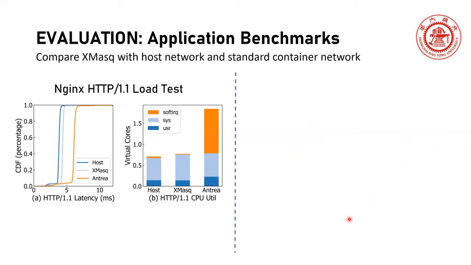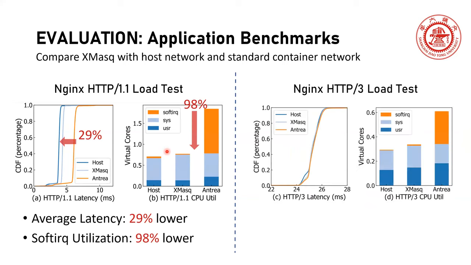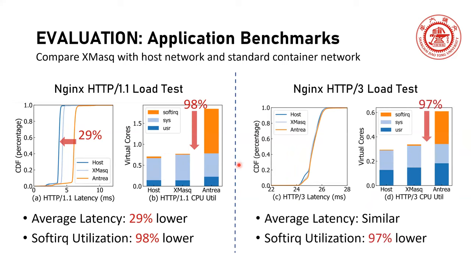And finally, for Nginx, we evaluate the HTTP 1 and HTTP 3 latency. For HTTP 1, the average latency is 29% lower, while the soft IRQ utilization is 98% lower compared to Antrea. And for HTTP 3, the soft interrupt utilization is 97% lower, while the latency remains the same.